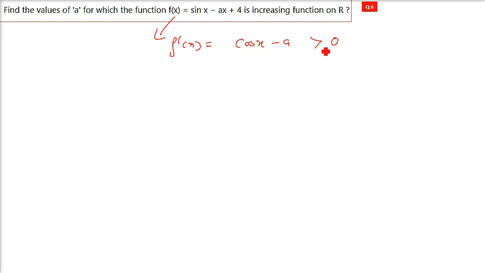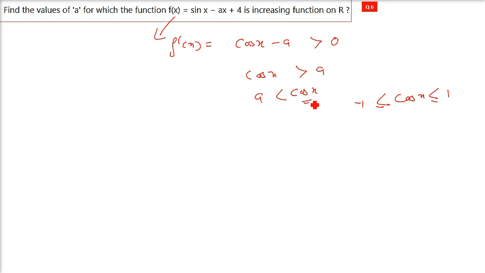What does it mean? Cos x should be greater than A. I am taking A on the right hand side now. That is, A should be less than cos x. So what is the range of cos x? What is the value which cos can have? Cos can have, I told you already, values between -1 and 1. And since A is less than cos x, what is the lowest value of cos x? It is -1, right?